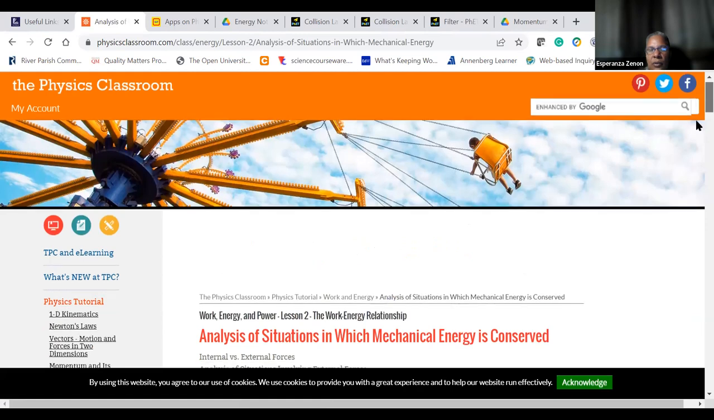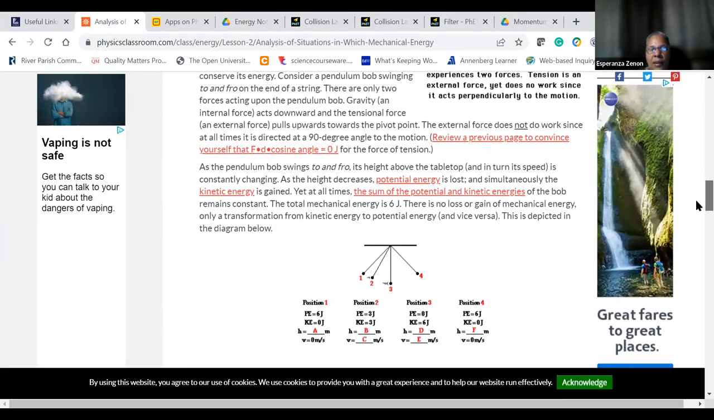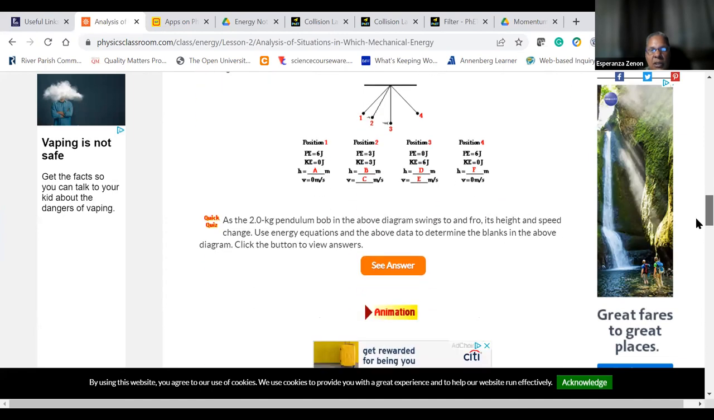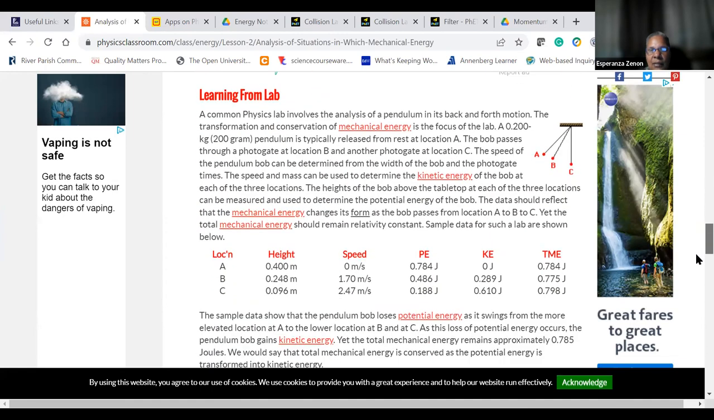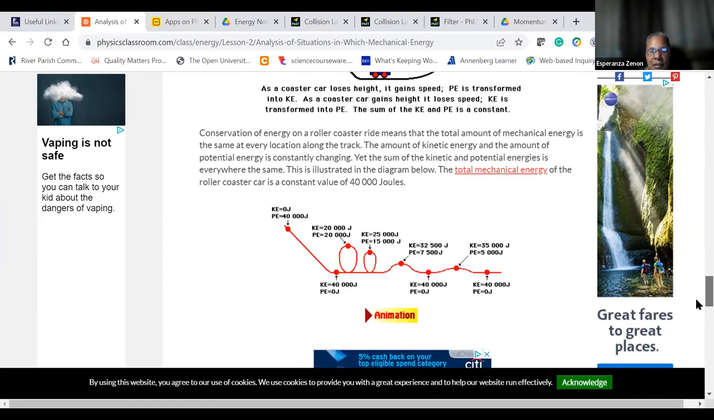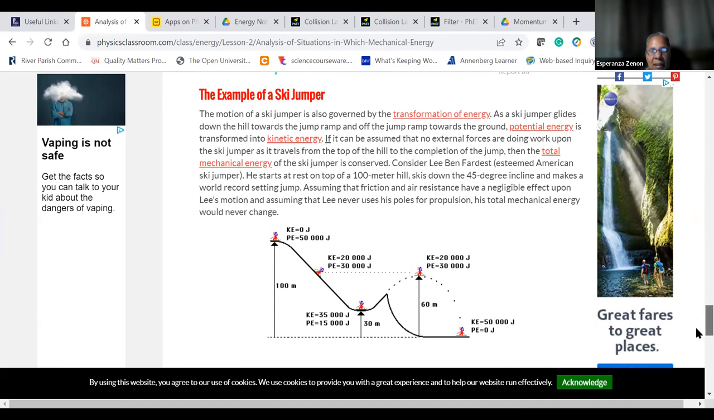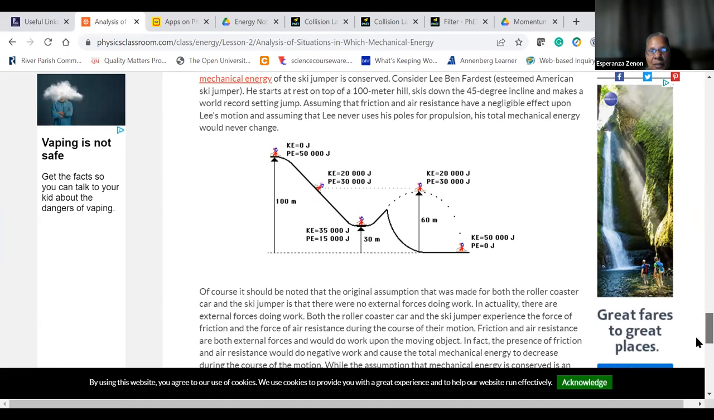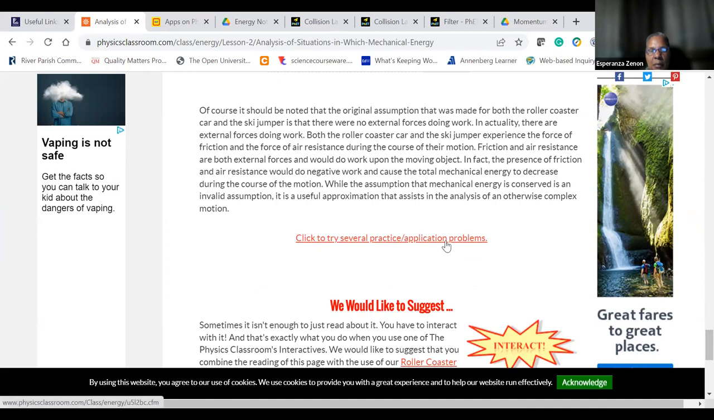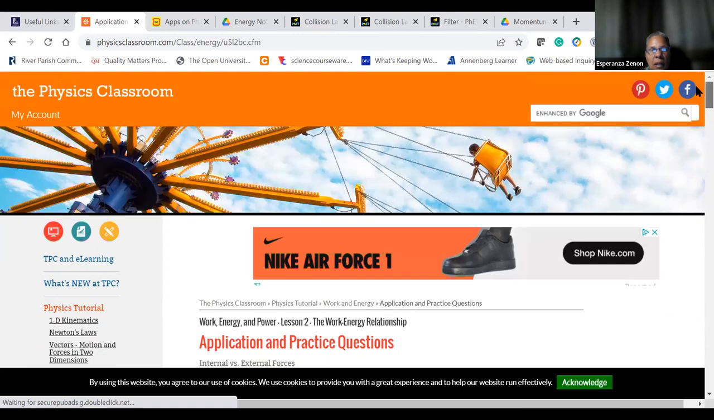So they show you, for example, for a pendulum motion, how the energy is conserved. For a roller coaster, how the energy is conserved, okay? And then there's the ski jumper where the mechanical energy is conserved, cool. And then some practice problems, okay? So that's a very good site to go to, the Physics Classroom site under useful links.